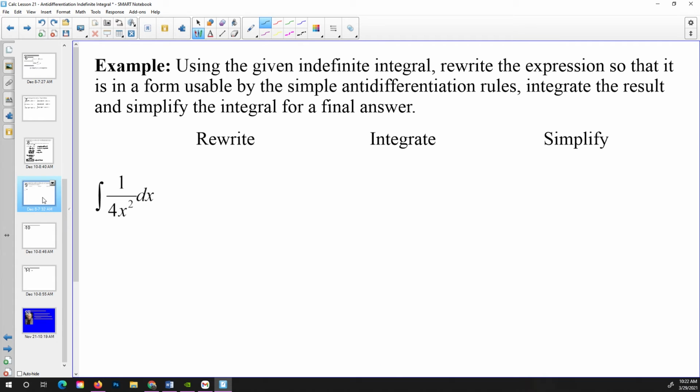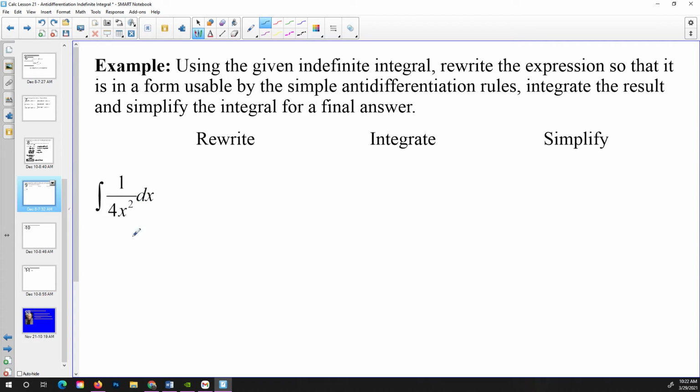Example, use the given indefinite integral and rewrite the expression so that it is in a form usable by simple anti-differentiation rules. Integrate the result and simplify the integral for your final answer. Now, one thing you're going to hear me say over and over again, there are no product or quotient rules for integration. And so when you come to a product or you come to a quotient, you are going to have to do something to fix that before you do the integral. You're going to have to rewrite it in a simpler way so that you can use the rules for integration.